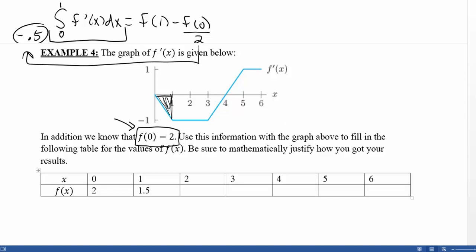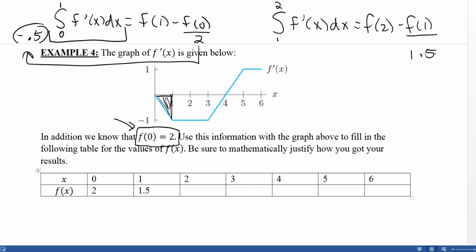Now if we want to find f of 2, we need to set up a new integral. But we're going to do it in a similar fashion. So up here, we have the integral from 1 to 2 of f prime of x dx is going to equal f of 2 minus f of 1. So the functional value at 2 minus the functional value at 1. Well, the functional value at 1 is what we just solved for. We know that that's 1.5.